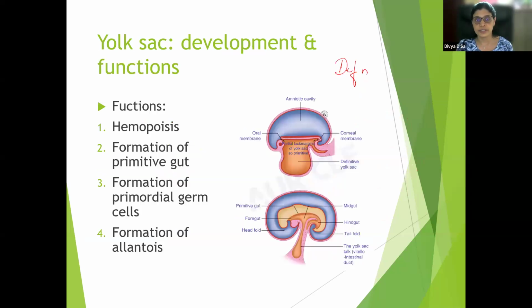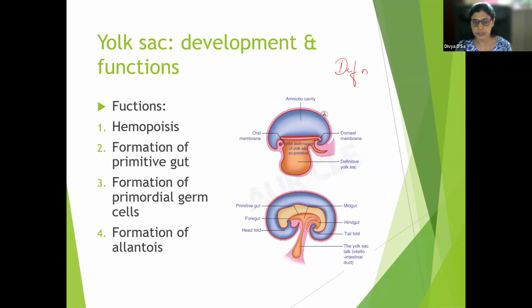Next, what is the function of the yolk sac? One, it helps in hemopoiesis. Till the formation of the liver, the yolk sac is the site responsible for hemopoiesis. This will continue up to the 6th week. By the 6th week, the liver takes up the function.